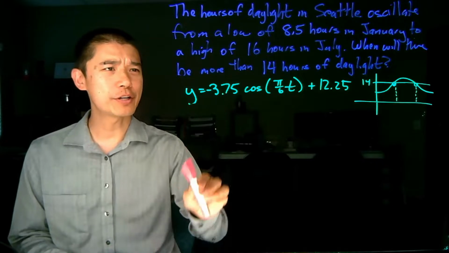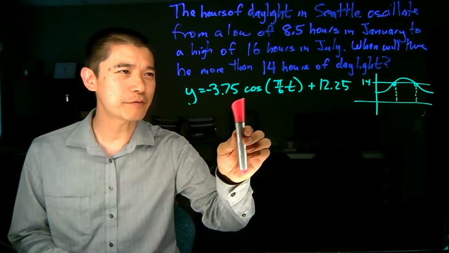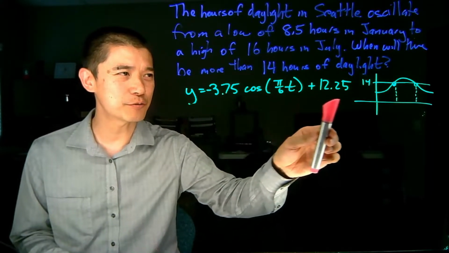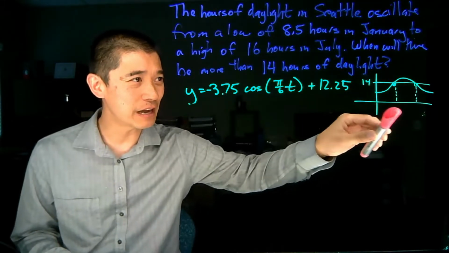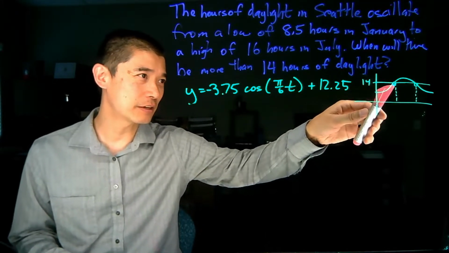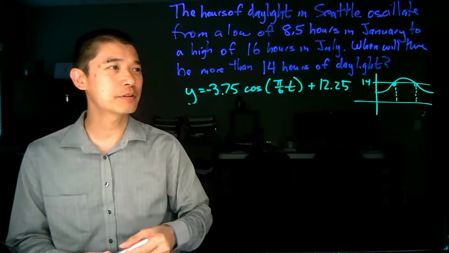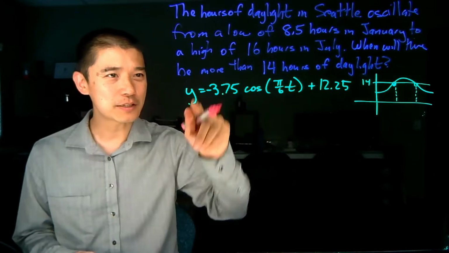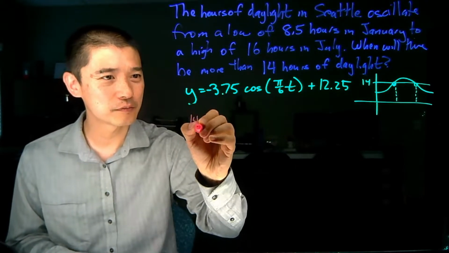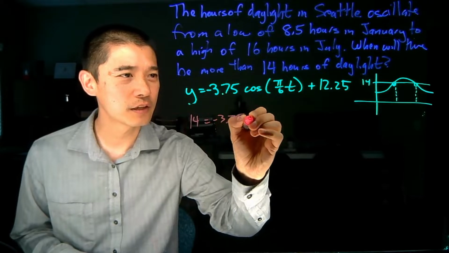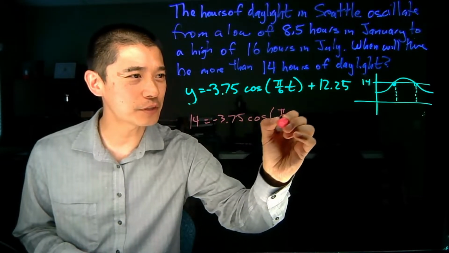So here's our equation. Y equals negative 3.75 cosine of pi over 6t plus 12.25. And this is the graph. Remember, we're looking for when there are more than 14 hours of sunlight in the day. So we're going to set this equal to 14. And our goal will be to solve for t.